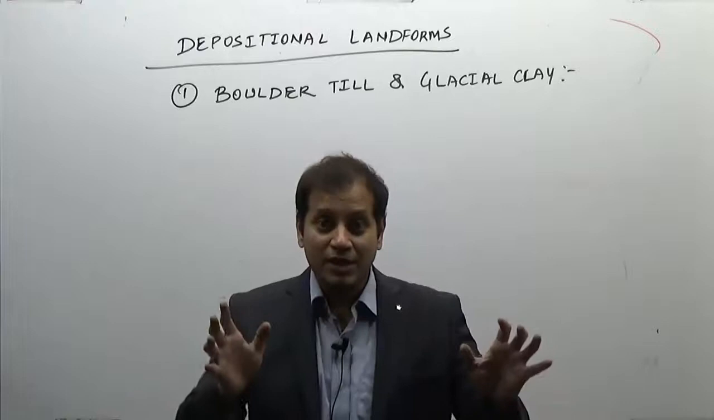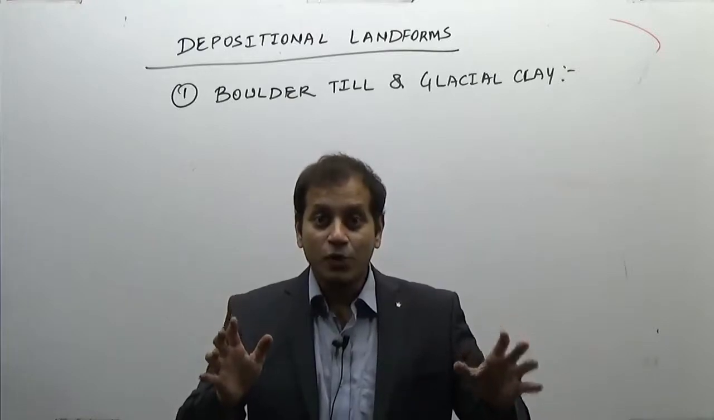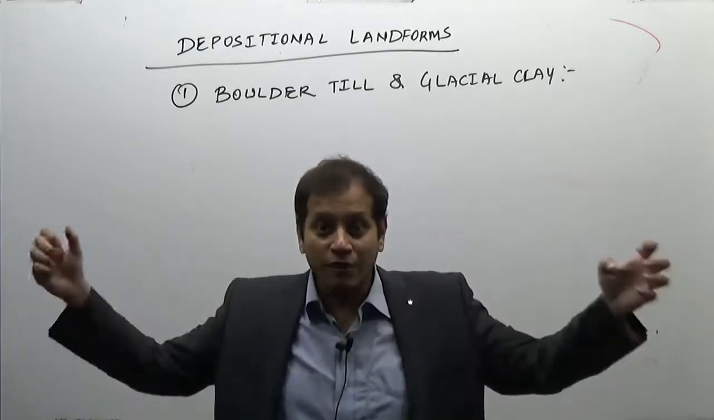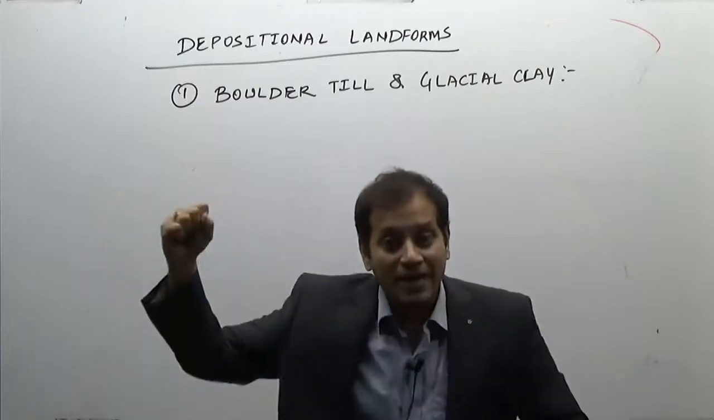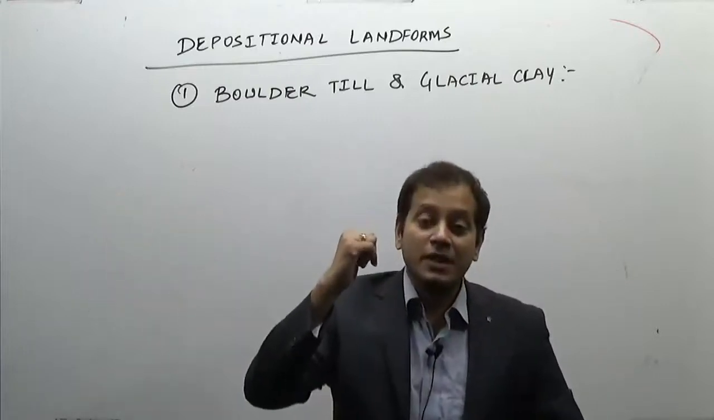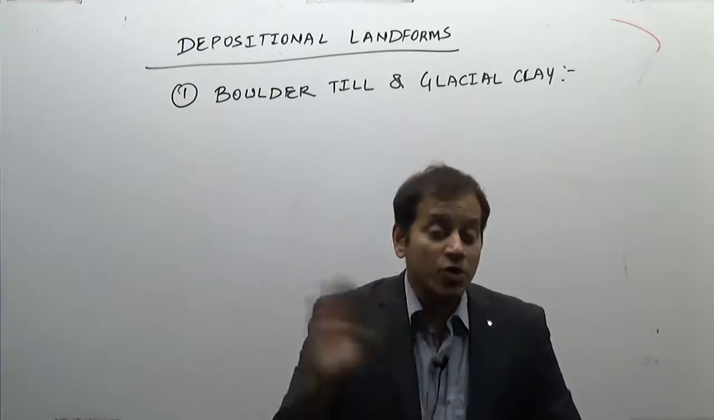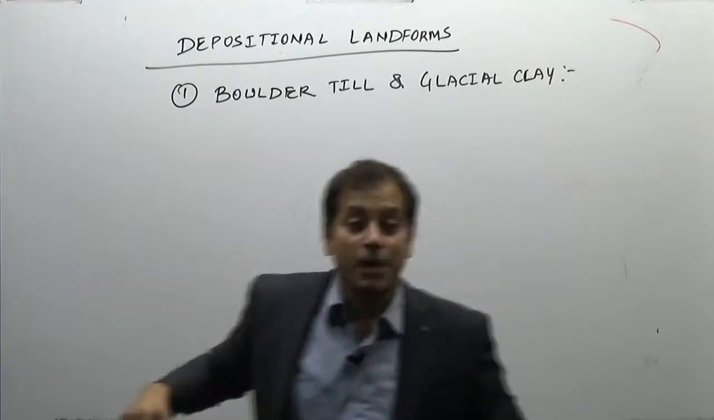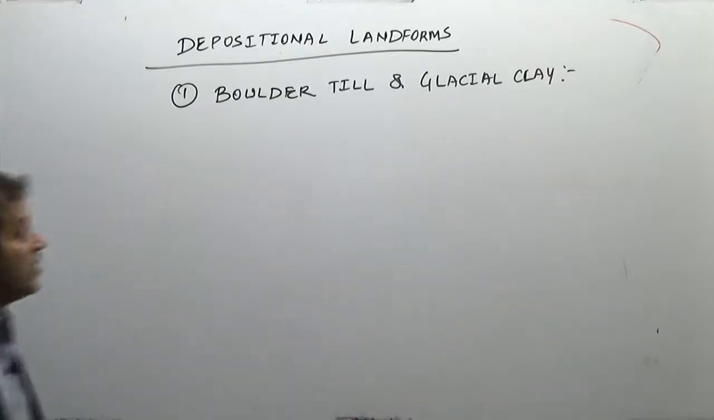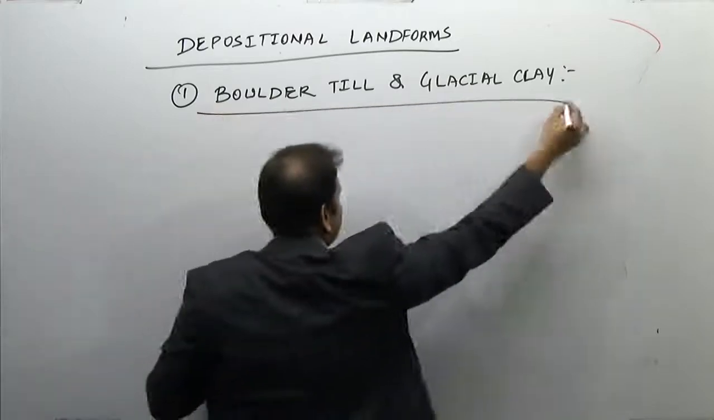If you are stuck in the glacier, you cannot catch hold of any house or any branch, because the glacier will take away the branch also and the person also if one is stuck in the glacier. So there is no sorting in the glacier. So such kinds of sediments are known as boulder clay and glacial till. So what are these? The unsorted glacial deposits.